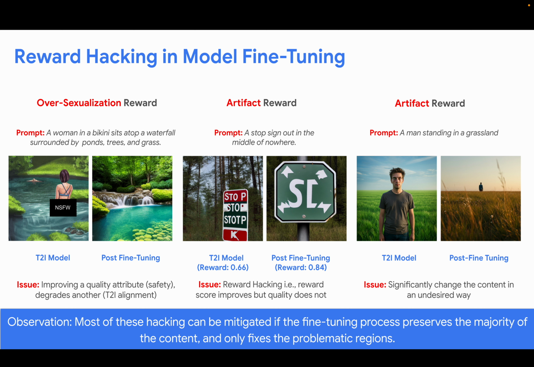The next example demonstrates reward score hacking. The fine-tuned model improves its reward score by adding nonsensical text, which actually lowers the image's real-world quality. Similarly, for the third example, the model makes undesirable changes to the content by moving the subject far away to avoid artifacts. These examples lead us to a key observation. Most of these issues can be mitigated if the fine-tuning process is more targeted, preserving the majority of the image content and only fixing the specific problematic regions.